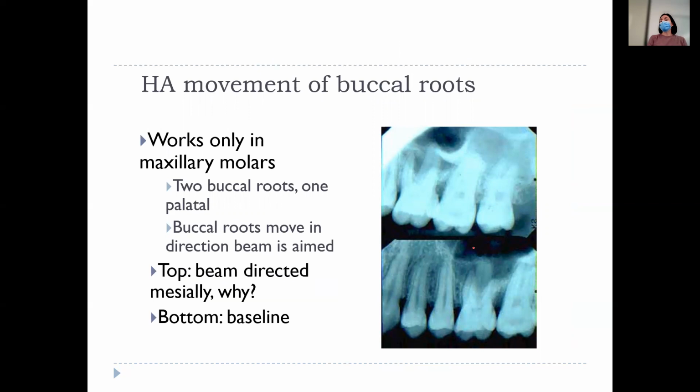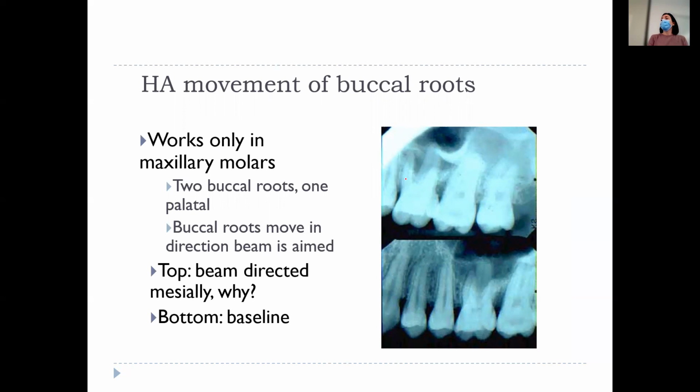So now we're going to look at some buccal roots. We know this only works in the maxilla because you have your two buccal roots and then you have a palatal root. And the palatal root is clearly lingual, right? Because it's behind the first two buccal roots. So two buccal roots, one palatal. Buccal roots move in the direction of the beam. The beam is directed mesial, and then it's asking why.